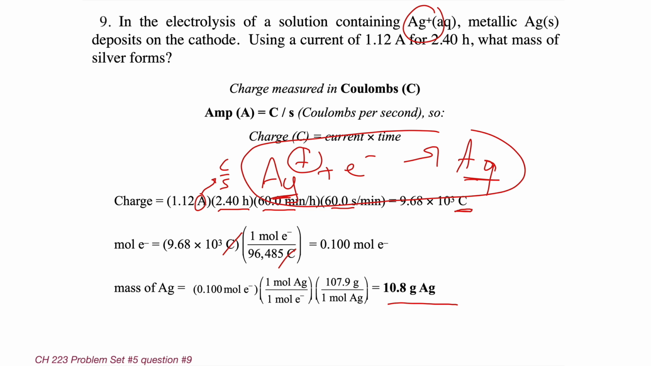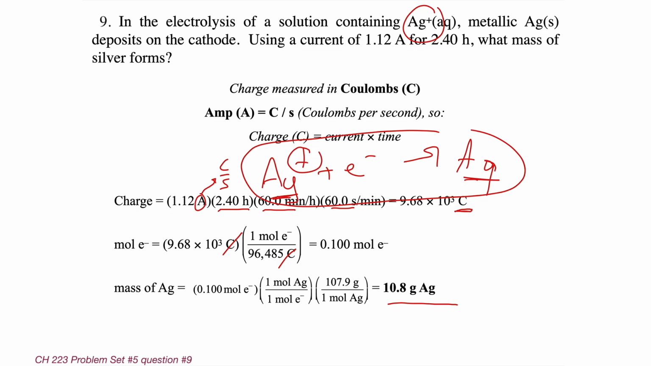So let's review here what happened. Amps, if you see them, are no more than coulombs per second. And you can convert time into seconds and then multiply by the amps to figure out how many coulombs. The Faraday constant allows you to go from coulombs to moles of electrons. And then the ion itself will determine how many moles of electrons are needed to make 1 mole of the solid. And then you can use molar mass.